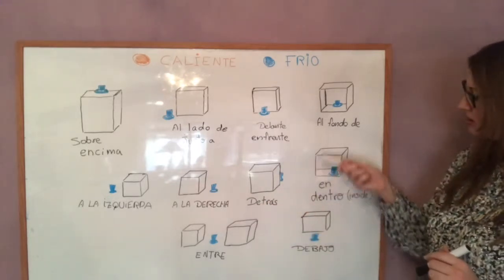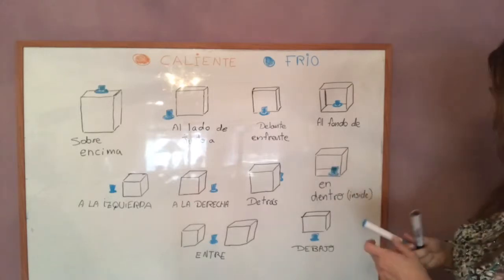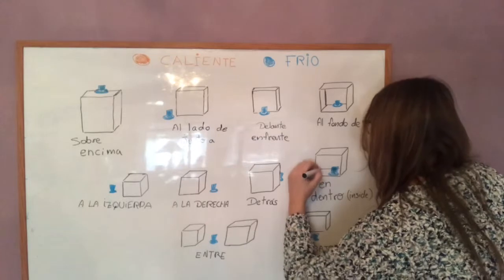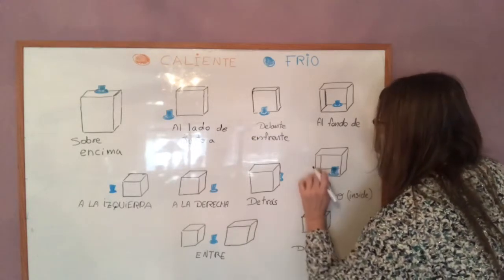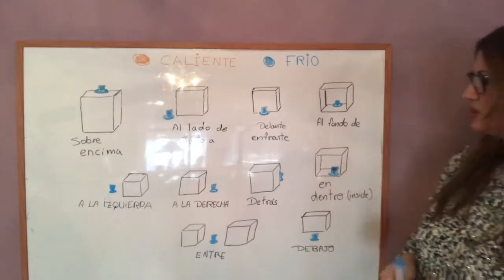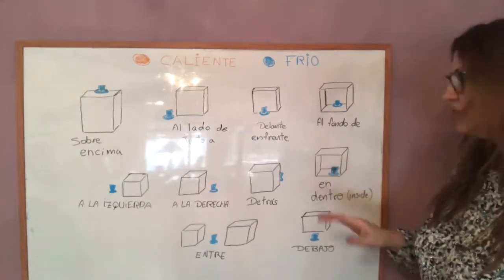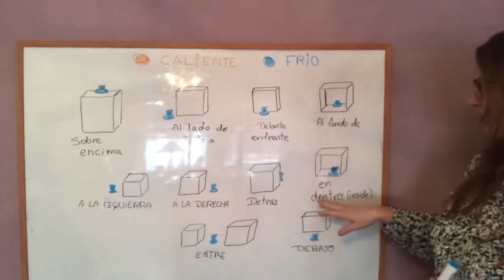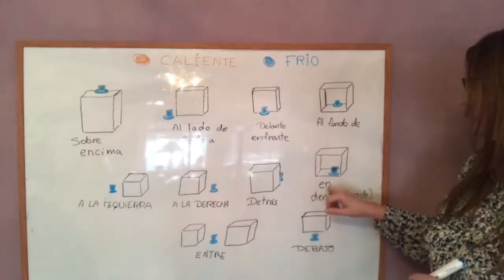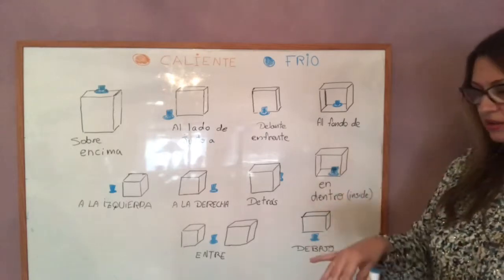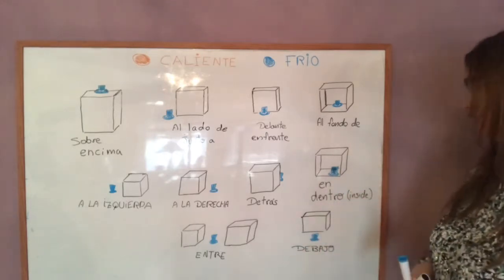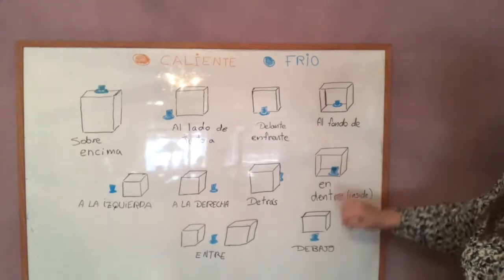In this cube, which is not very well drawn, supposedly it would be like this. Right? So that heart is inside the cube, but it's not at the end of it. So inside would be dentro or en. En would be in the cube, or dentro would be inside of the cube. Okay? Not at the end, but inside.